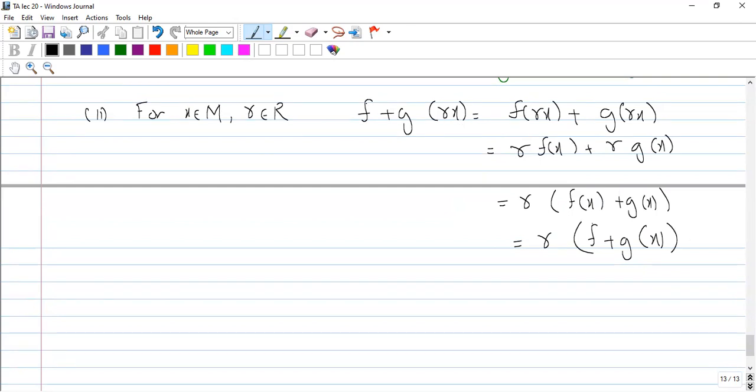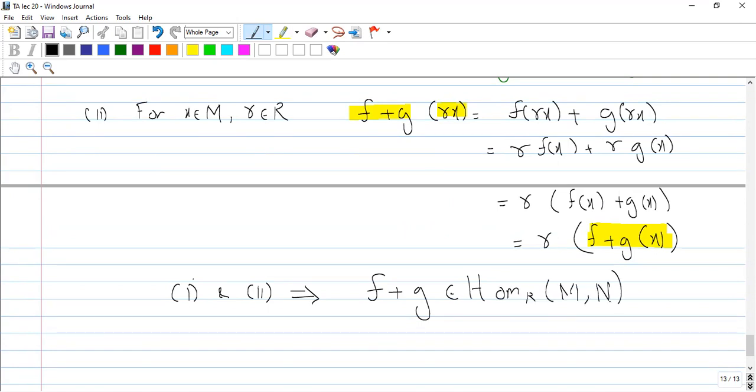So again, the image of rx under f plus g is equal to r into the image of x under f plus g. So the second property applies. So actually 1 and 2 imply that f plus g is an element of Hom. Here I have only defined addition and shown that it is well defined.